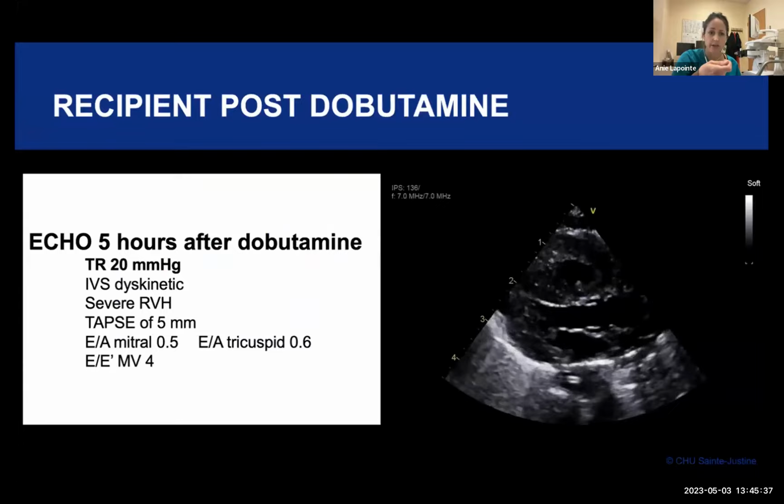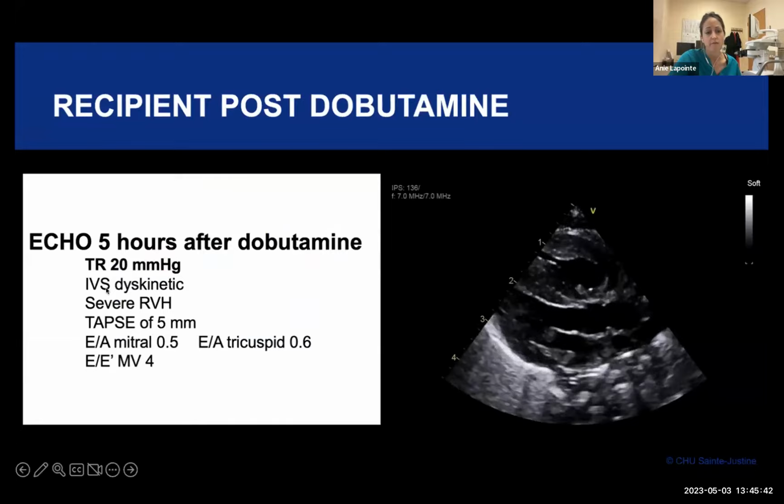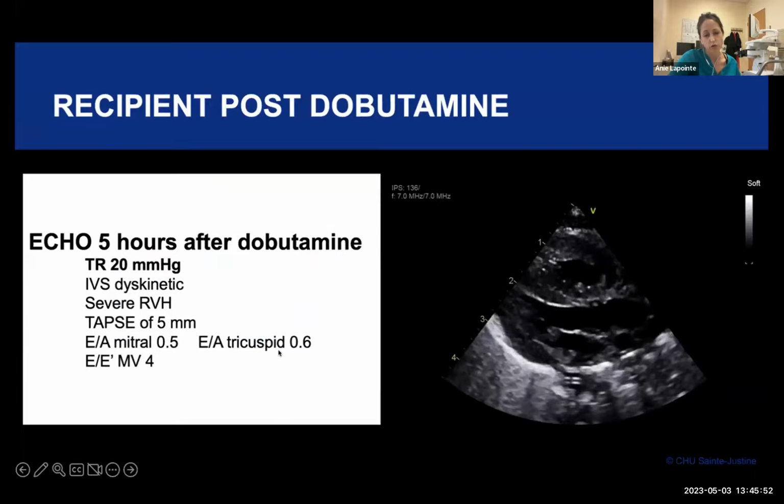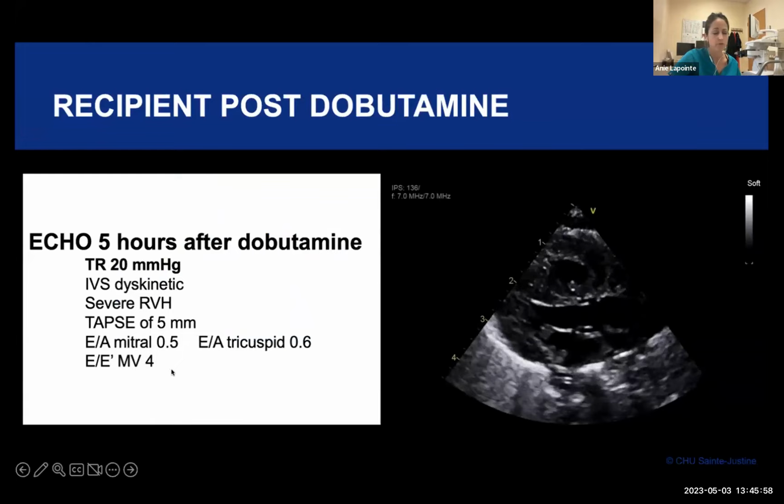The echo done 5 hours after the start of dobutamine showed an increased TR at 20 millimeters of mercury, higher than the first, probably reflecting an improvement of the right ventricle. Intraventricular septum was still dyskinetic. Right ventricle was still hypertrophic. Type C was a bit better. E/A ratio of both ventricles was also a bit improved. And E on E prime on the mitral valve was decreased.